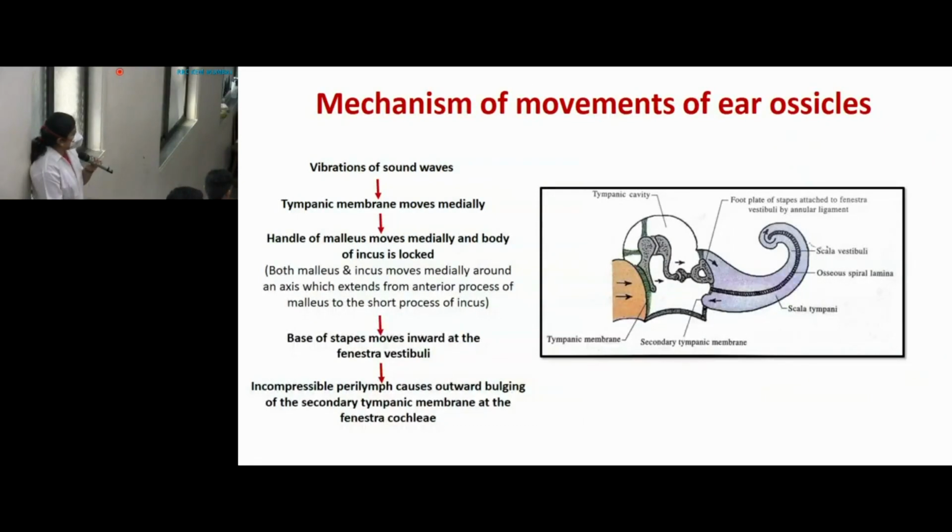With vibration of the tympanic membrane, as he correctly mentioned, the handle of the malleus will move medially and the body of the incus is locked at the incudomalleolar joint. Then the base of the stapes moves inward at the fenestra vestibuli, and perilymph will be set into vibrations and the secondary tympanic membrane will bulge up.